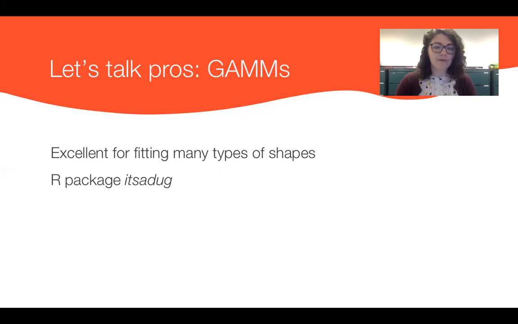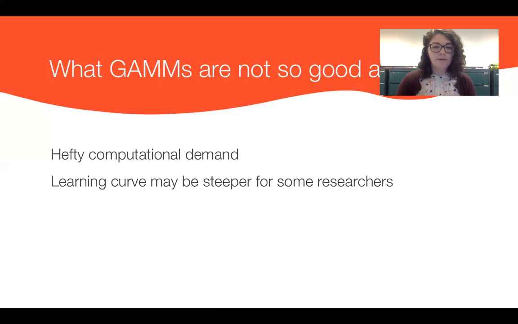They are more complex, but the tools that have been created to implement them are all up to date and very, very useful. So, a couple of things that GAMMs are not so good at. There is a pretty hefty computational demand, although I'll come back to this in just a moment and why it's sort of a moot point when you're comparing GAMMs and GCA if you're actually specifying everything in the model that you should be. The other thing worth noting is that the learning curve may be steeper for some researchers. That was definitely the case for me, I will say.